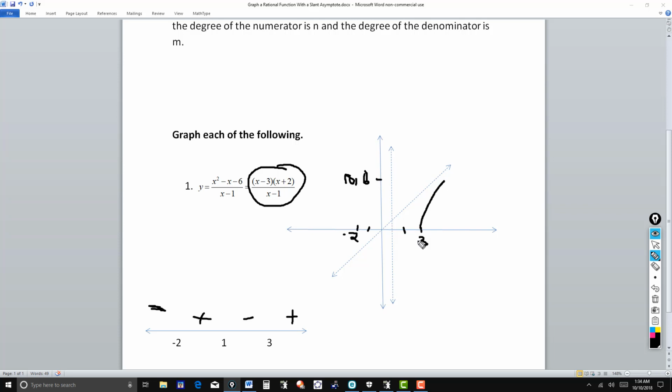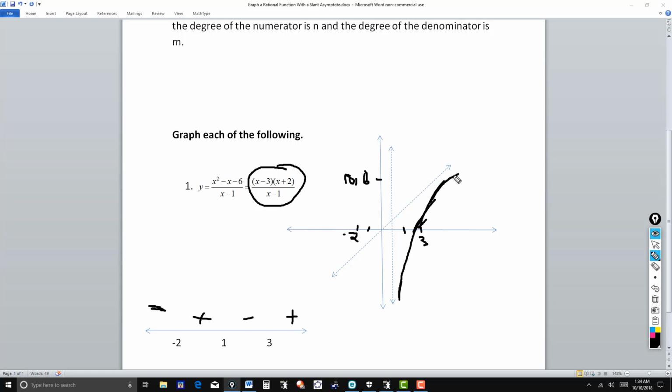Okay, what happens between 1 and 3? This interval here. Well, I have a negative, so that tells me the graph has to come down. But because I have a vertical asymptote, I draw the graph so that it approaches the vertical asymptote. So it goes something like that. Again, this is just a rough sketch without plotting any other points.